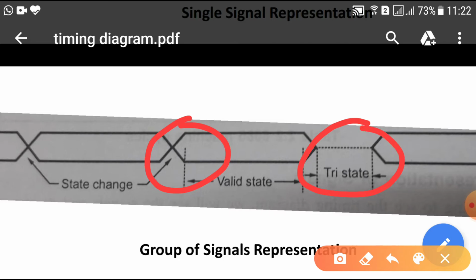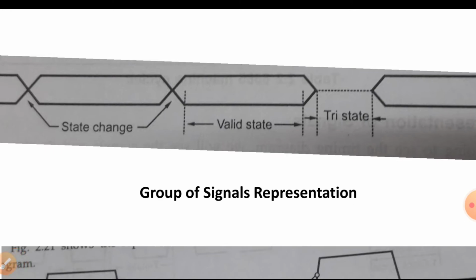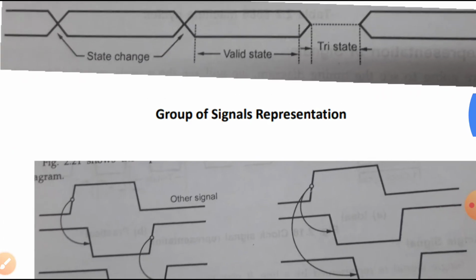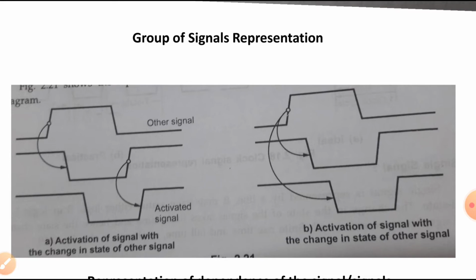Two straight lines represent the valid state, oblique lines a changing state. Now, in a microprocessor system, the activation of signals depends on the state of other signals. Certain situations arise in the timing diagram, so we use specific symbols which represent the change of state. We have four possibilities in this particular case.